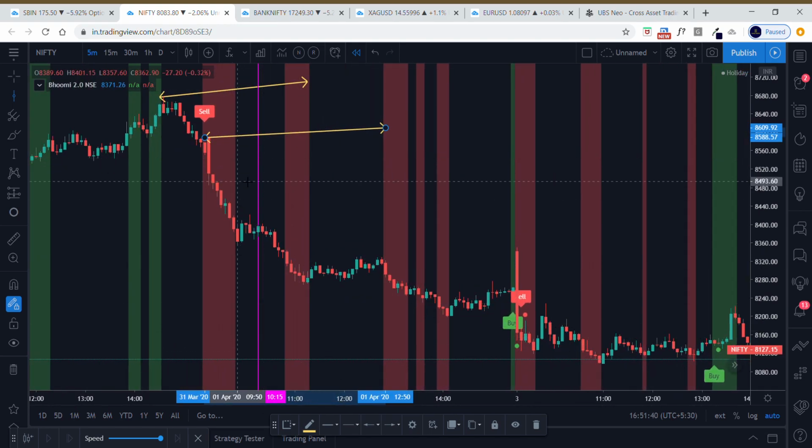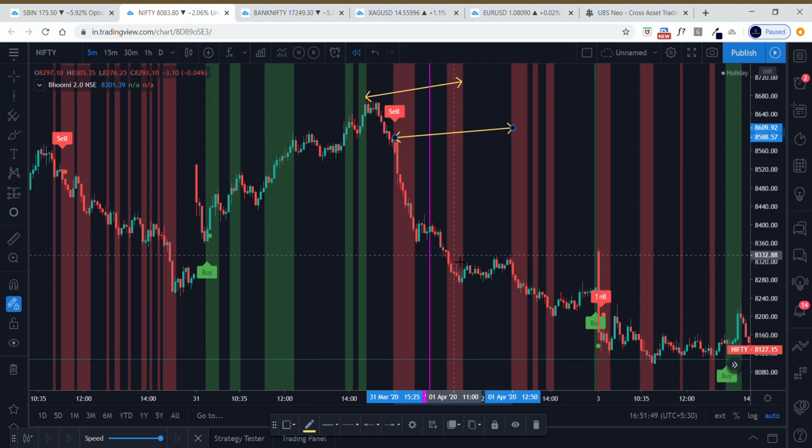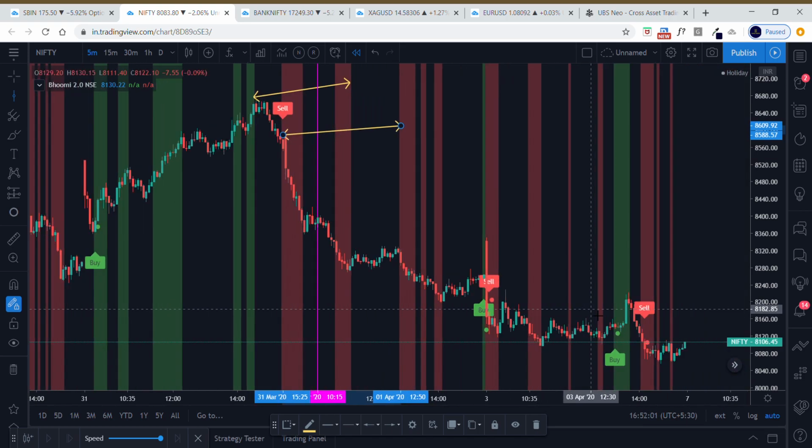And as in 5 minutes you are in the gray area, wait. Don't do any kind of trade till you see the red zone. Once you see the red zone, just enter the trade here. And see, from here to here, the profits are from 8,344 to 8,215. That's almost a 150 point trade setup.